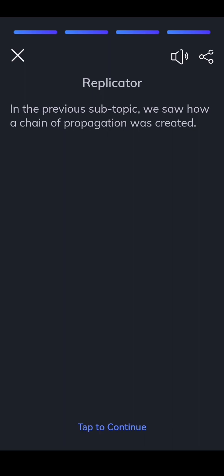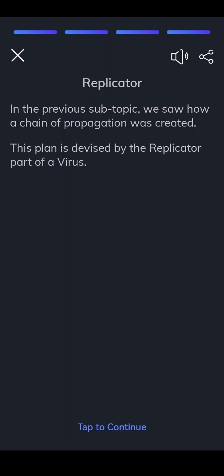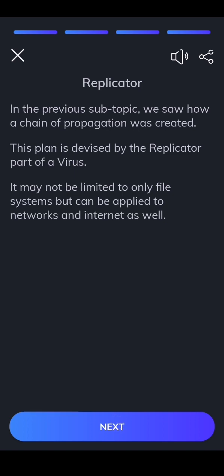In the previous subtopic, we saw how a chain of propagation was created. This plan is devised by the replicator part of a virus. It may not be limited to only file systems but can be applied to networks and the internet as well.